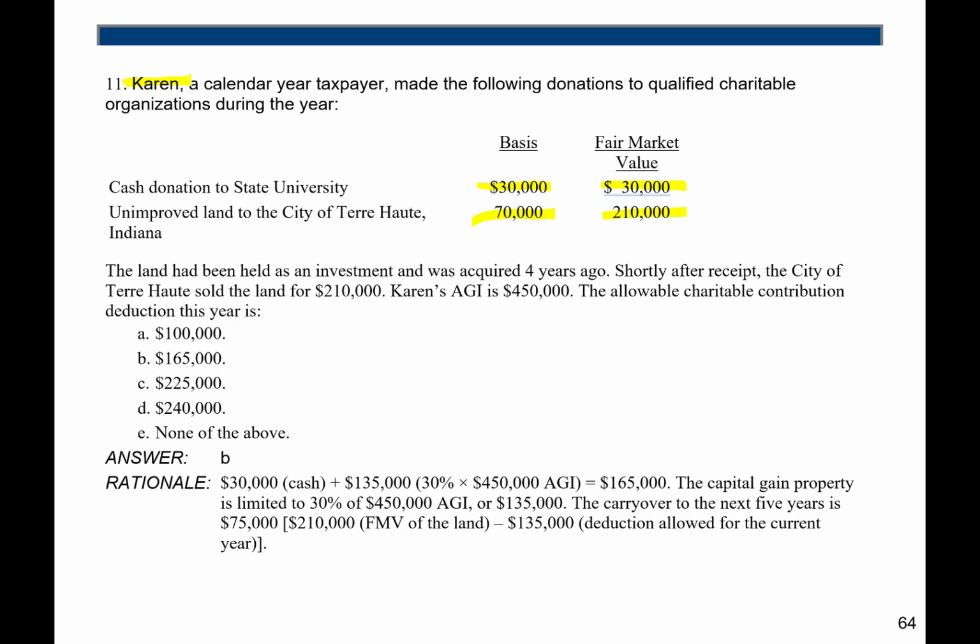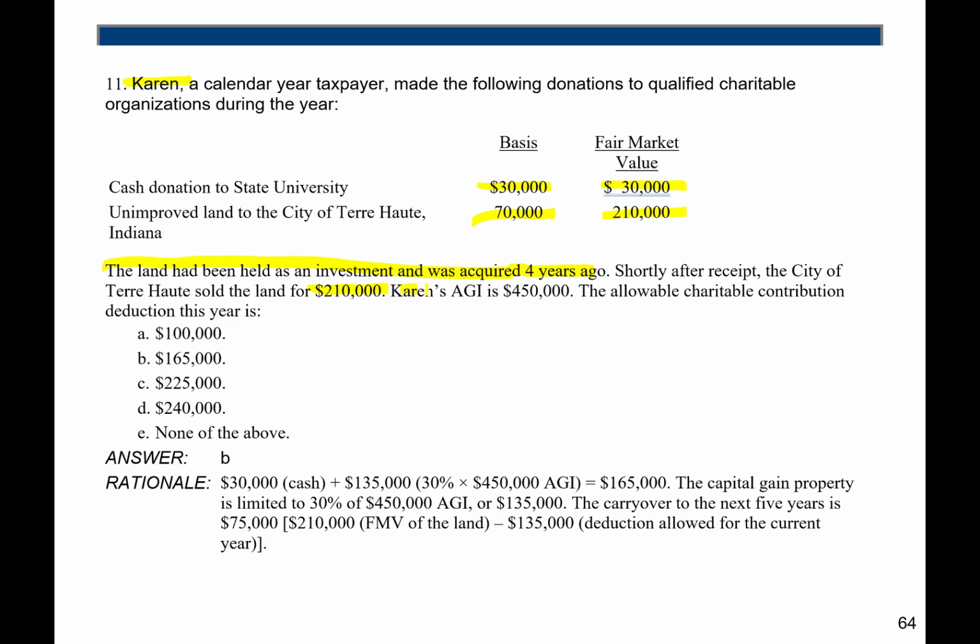Okay, so the land had been held as investment and was acquired 4 years ago. So we know that the land is meeting the long-term requirement. Shortly after the receipt, the city sold the land for 210,000. That's not Karen's problem. There was no reason for her to think that land to a city was an unrelated use, right? So even though they sold it later, that's fine.